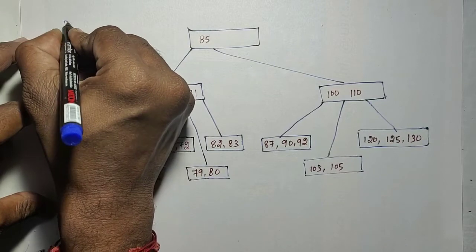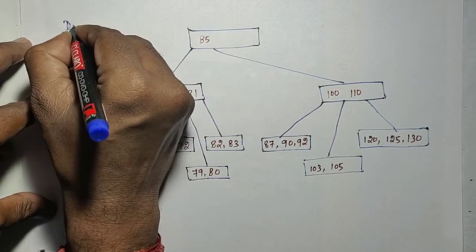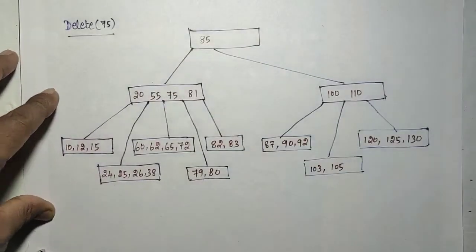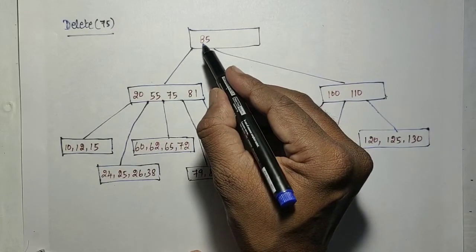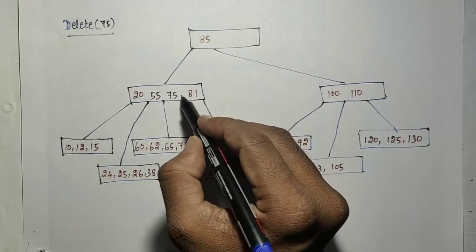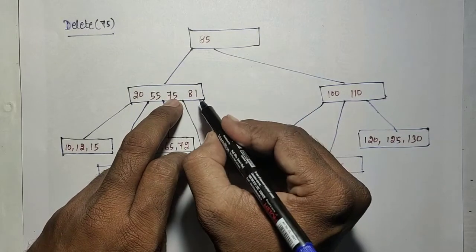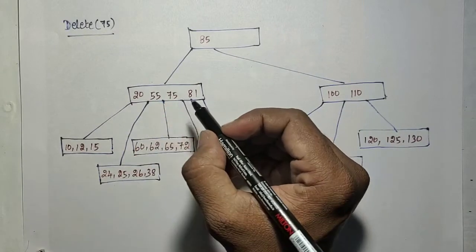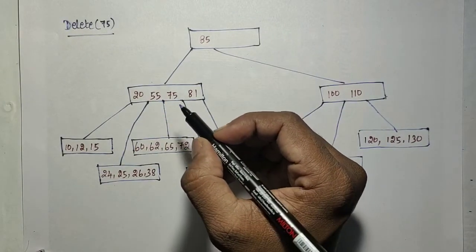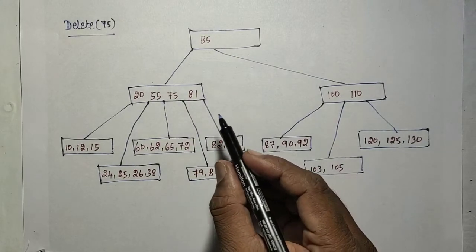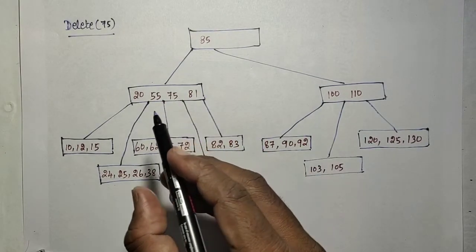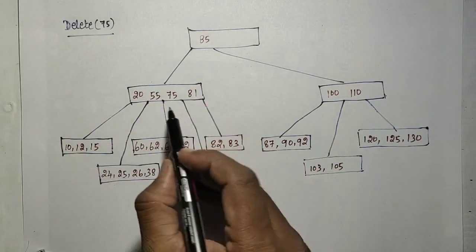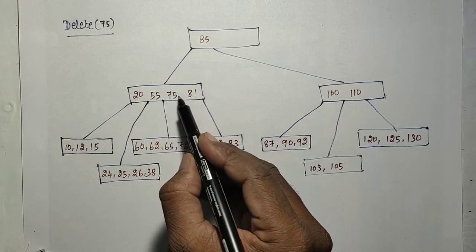So delete 75. Start searching from the 85 here. 75 is less than 85, and 75 is present. Now the node where 75 is present is not a leaf node. If it were a leaf node, we could simply choose the left, right, or merge option. But here it is not a leaf node.